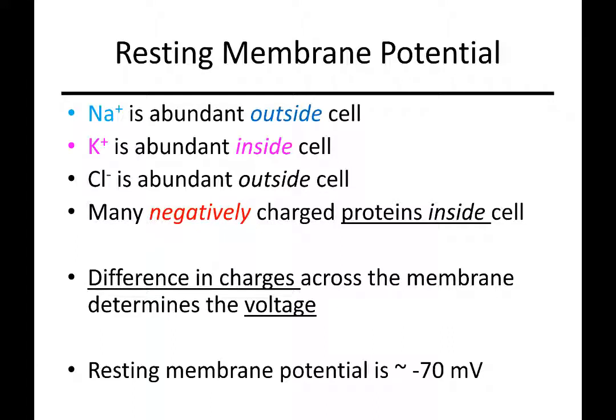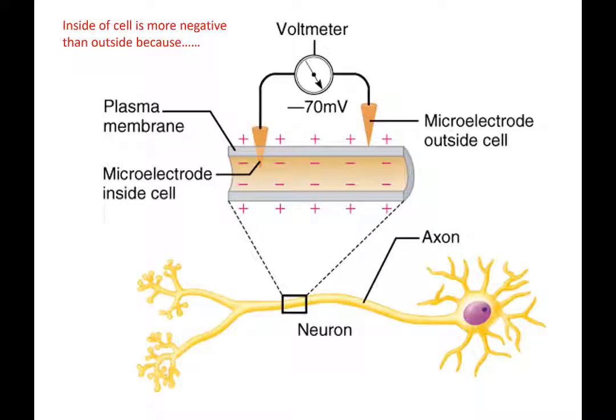So here we are at the start. Again, we're starting with the redundant parts here. Sodium, lots of it outside. Potassium, a lot of it inside. Chloride is also outside, but we're not going to talk about chloride. There are negatively charged proteins inside the cell. The difference in charges between the inside compared to the outside of the cell is going to be around -70 millivolts. So again, just restating where we are.